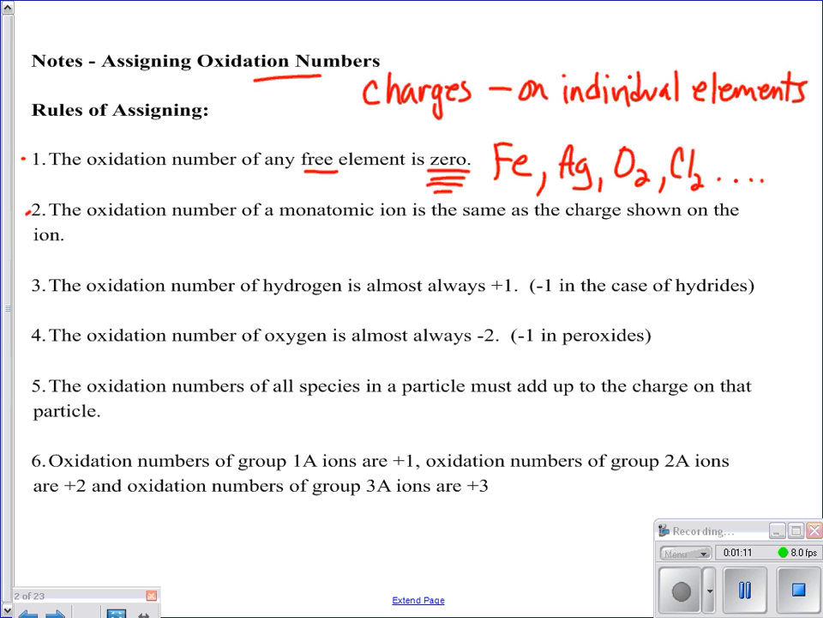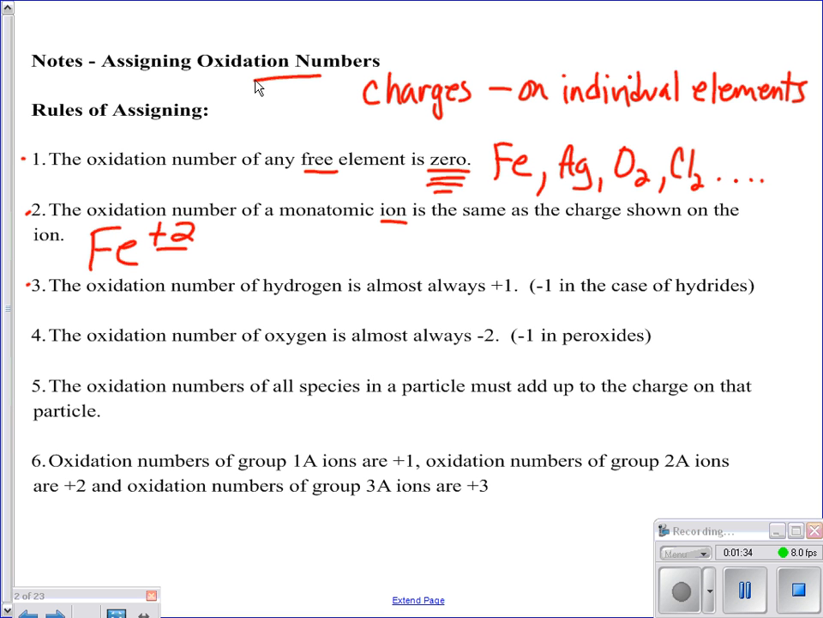Well, next one. The oxidation number of a monatomic ion is the same as the charge shown on the ion. Couldn't get much easier than that. If you had something like Fe plus 2, well, that's just saying the charge of that, the oxidation number of Fe plus 2 is plus 2. It's pretty much spelled out for you. It tells you what it is.